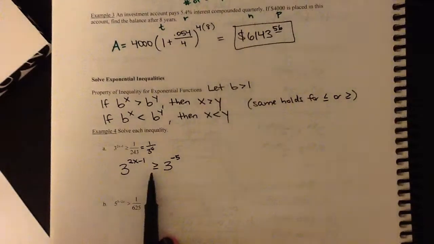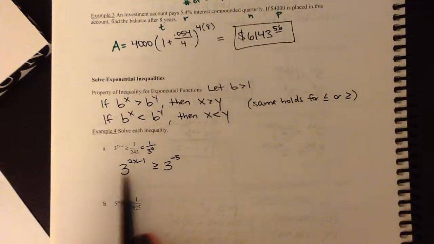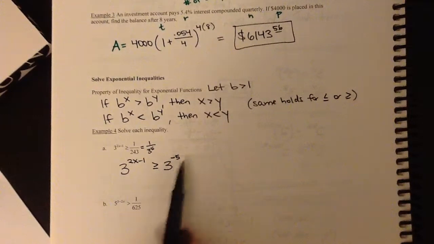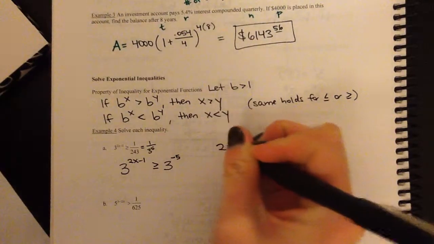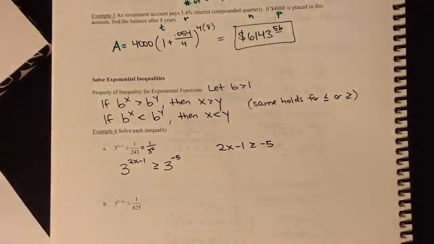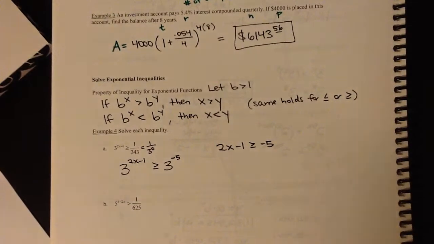So if we use this property right here, we know if the bases are the same, that must mean that the power is greater than or equal to the power. So you can just set that little inequality up over here. Once you have the bases equal, most of the hard part is over. It's just solving this inequality.